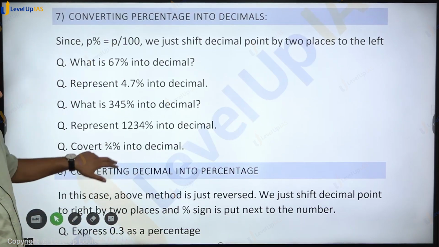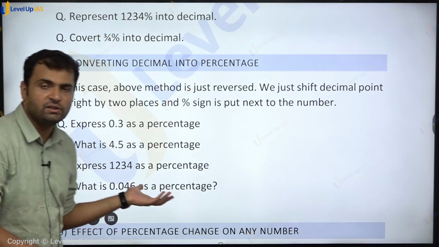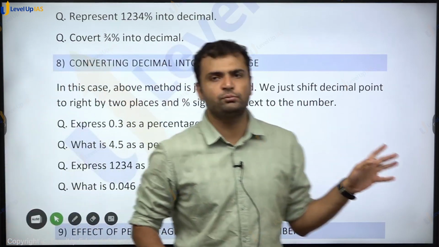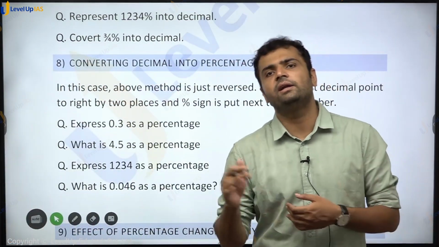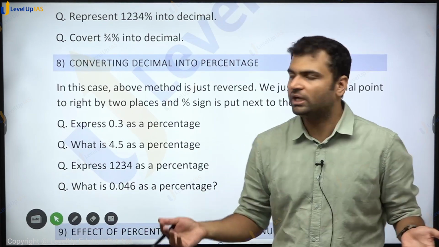Next section, we want to convert decimals into percentages. Just the reverse process as above. क्या करना है? 100 से मल्टीप्लाई करना है एंड परसेंटेज साइन ऐड करनी है. बेसिकली 100% से मल्टीप्लाई करना है.